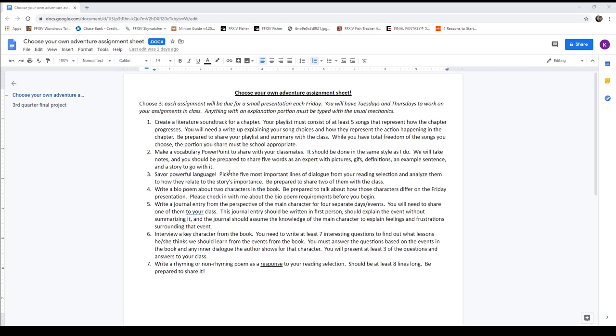For number 3, you're going to savor powerful language. What were the 5 most important lines of dialogue? That means people talking to each other. And analyze how it was important. Analyze means you need a couple sentences. You cannot analyze in one sentence. So be prepared to share 2 of them with the rest of the class.